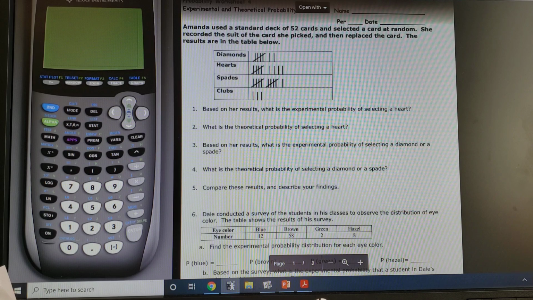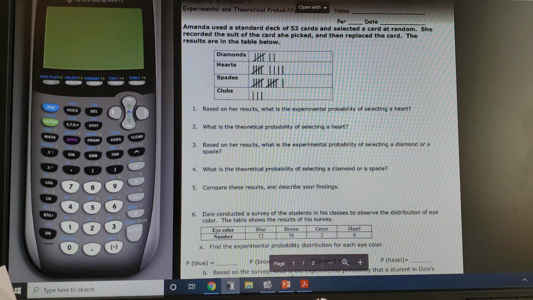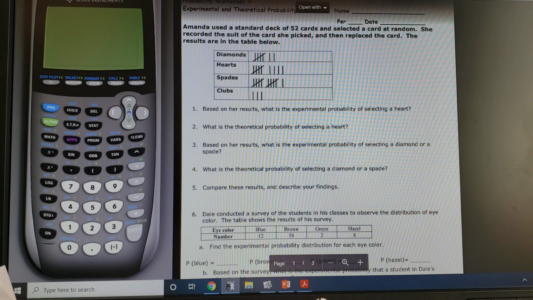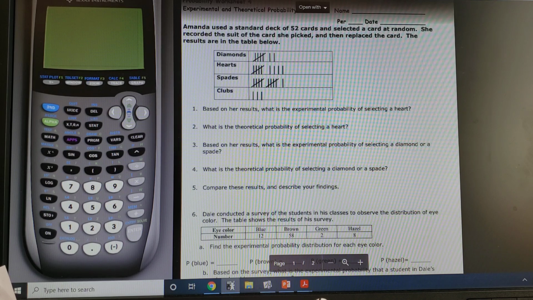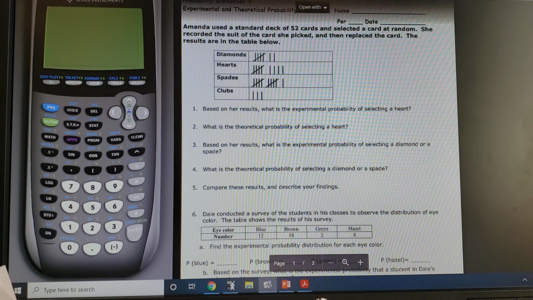All right. So, we've got a deck of cards. It says, Amanda used a standard deck of 52 cards and selected a card at random. She recorded the suit of the card she picked and then replaced the card. The results are in the table. Okay, so it looks like there are 30 cards altogether.